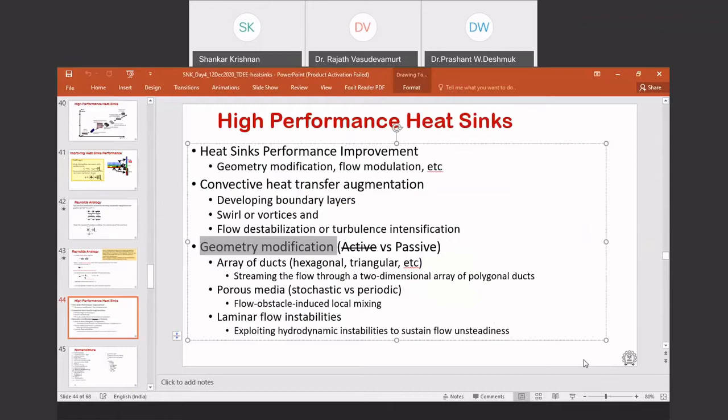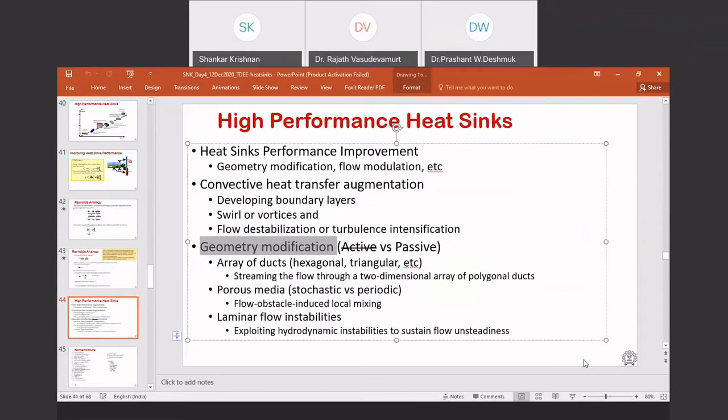The first idea is an array of ducts, where the goal is to improve the surface area and see if we can pack an array of ducts within a given functional volume so that the surface area is increased, and so the convective heat transfer is increased. And we do it in a way that at a given fixed pressure drop, we want to see improvement in thermal performance.